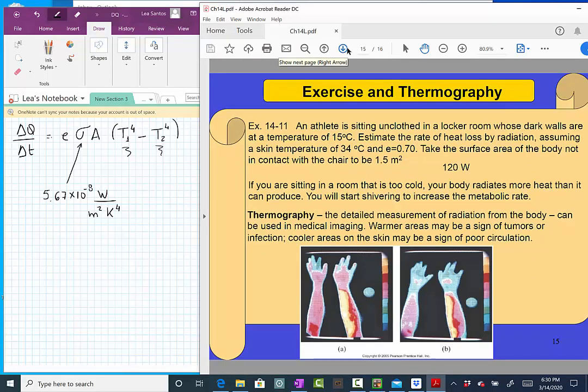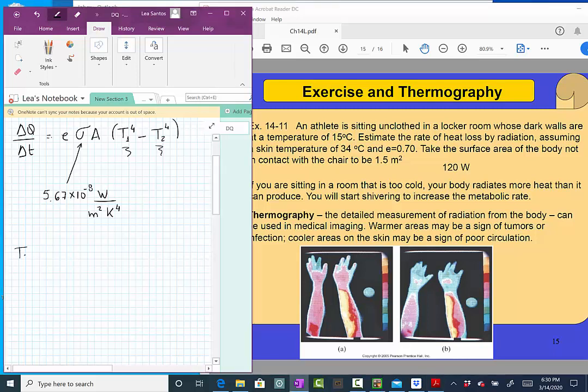So what is the problem? We have an athlete and she's sitting with no clothes in the locker room. And the walls in this locker room are very cold. The temperature is 15 degrees. So this is the temperature of her surrounding, and I'm going to write here, this is the T2. The T2 is 15 degrees. Before I do anything, I'm going to already write this temperature in Kelvin. As we said, we use the temperature in Kelvin in our equation. So 15 degrees Celsius plus 273 will give us the temperature in Kelvin, which is 288 Kelvin.